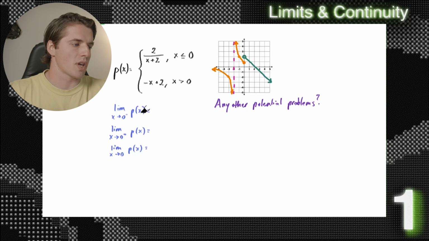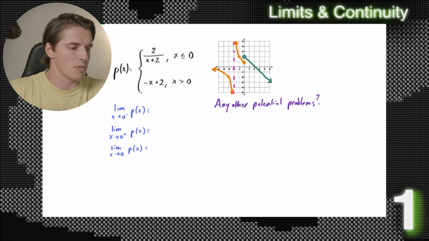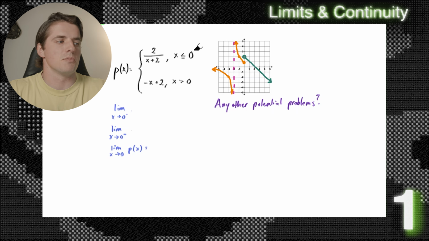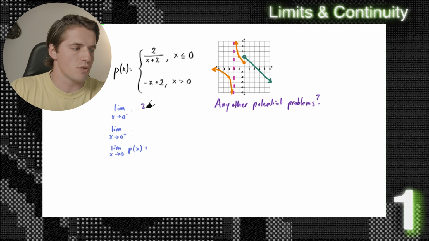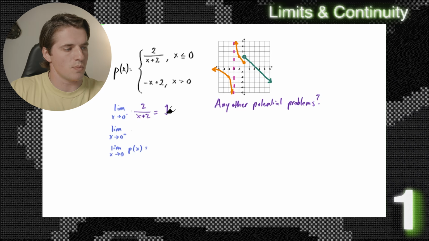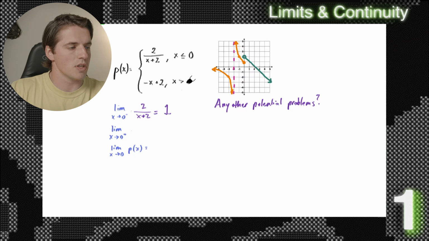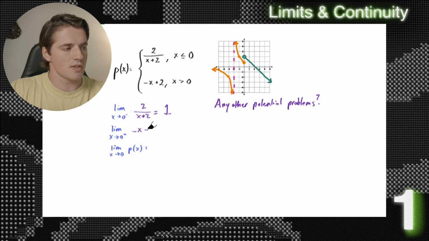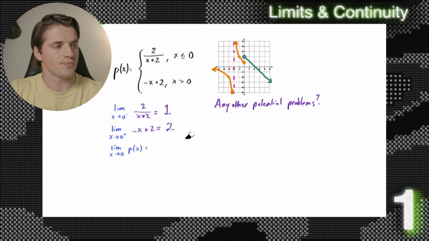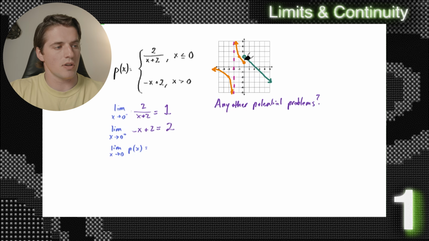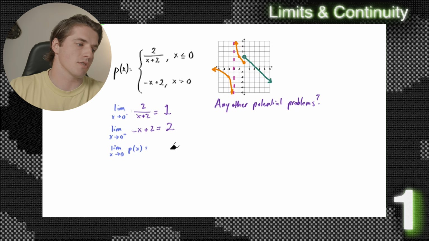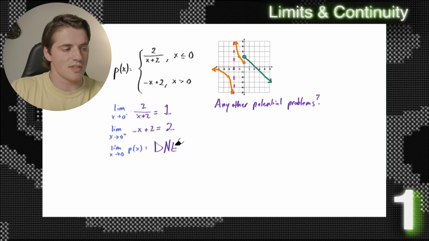The last, okay, so as we go to 0 from the left of p of x, we've got to change. From the left-hand side, we're going to use 2 over x plus 2. Plugging in 0, we get 2 over 2 is 1. From the right side, we're going to be using the second equation, so negative x plus 2. Plugging in 0, we get 2. These are unequal. So we have some issue here at 0, where the orange function does not meet up with the green function. So this limit does not exist.